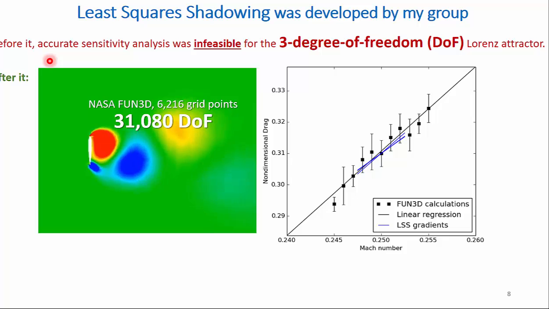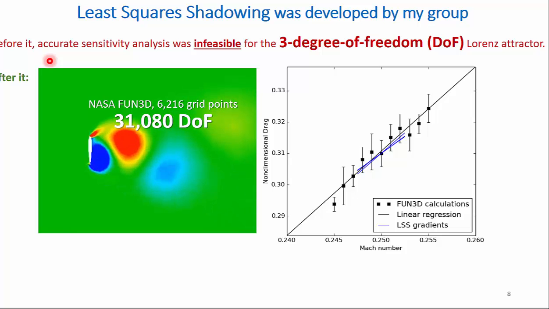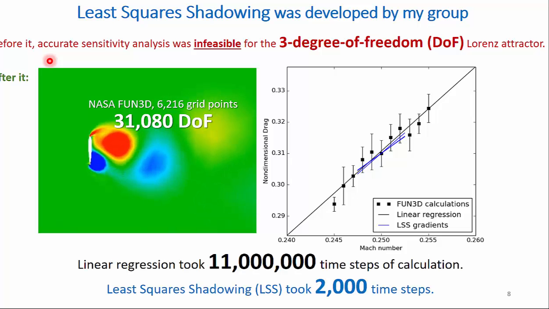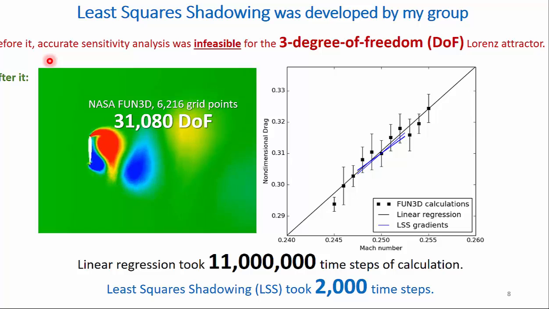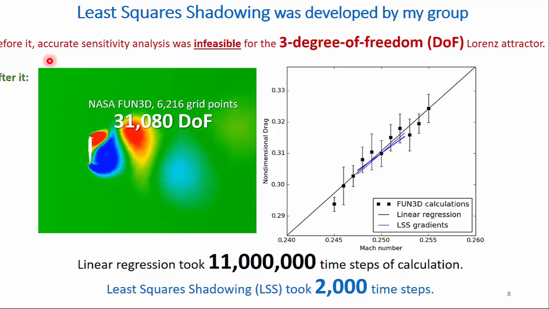Here what we did was we computed the objective function over a range of parameters as accurate as we can. Actually, the whole calculations, because we have to get the noise down to such accurate level, it took 11 million time steps. So each one of them took 1 million time steps. And we did 11 sweeps. And we did 3 least square shadowing, independent least square shadowing calculations. Each of them only took 2,000 time steps.